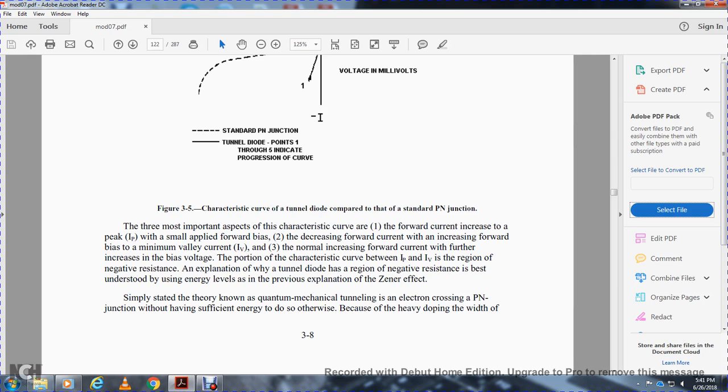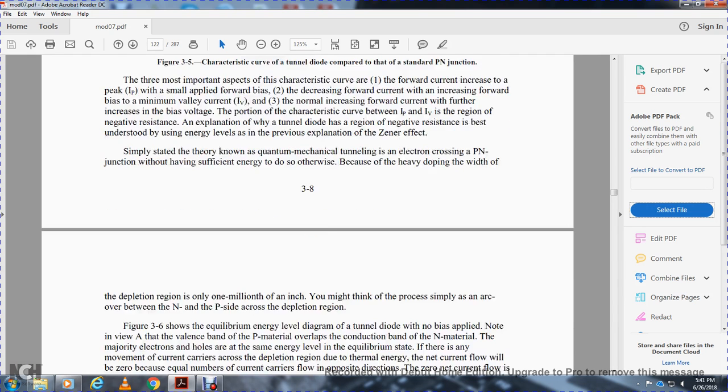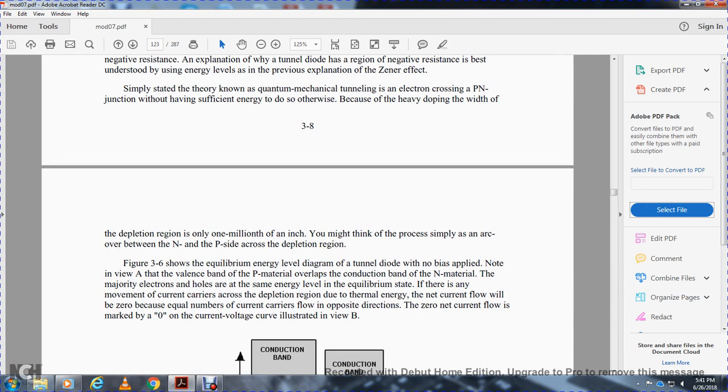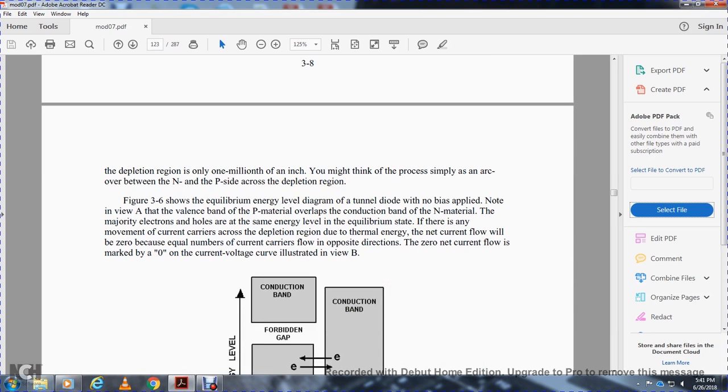The theory is known as quantum mechanical tunneling: electrons cross the positive-negative junction without having sufficient energy to do so, because heavy doping makes the depletion region about one millionth of an inch wide. You may think of the process simply as an arc over from the negative to the positive side across the depletion region. Figure 3.6 shows the equilibrium energy level diagram of the tunnel diode with no bias supply. Note in view A that the valence band of the positive material overlaps the conduction band of the negative material.